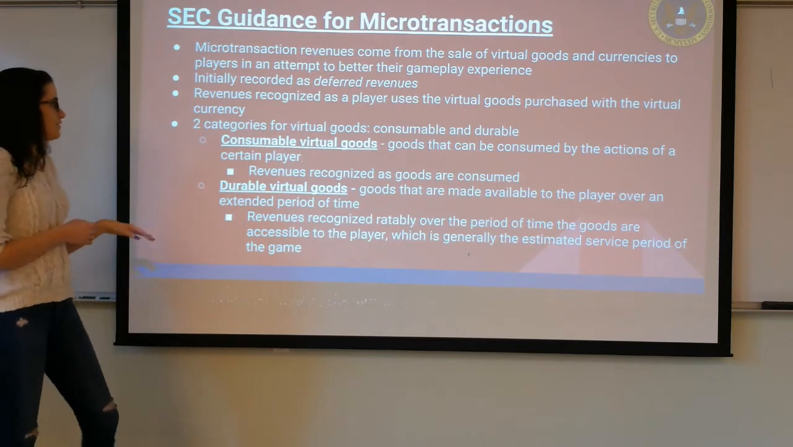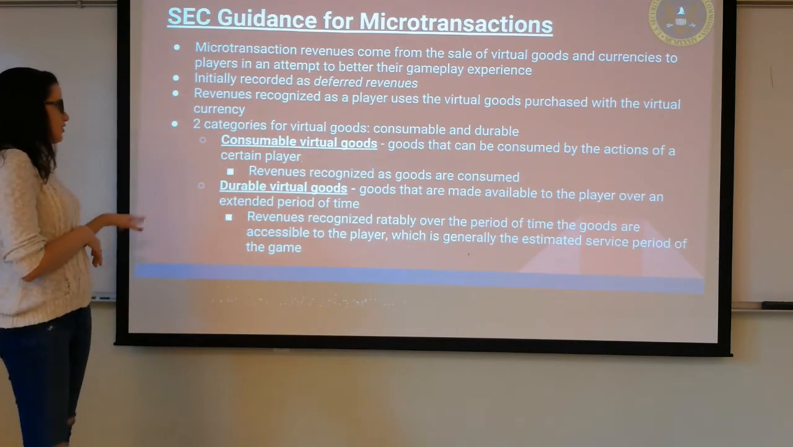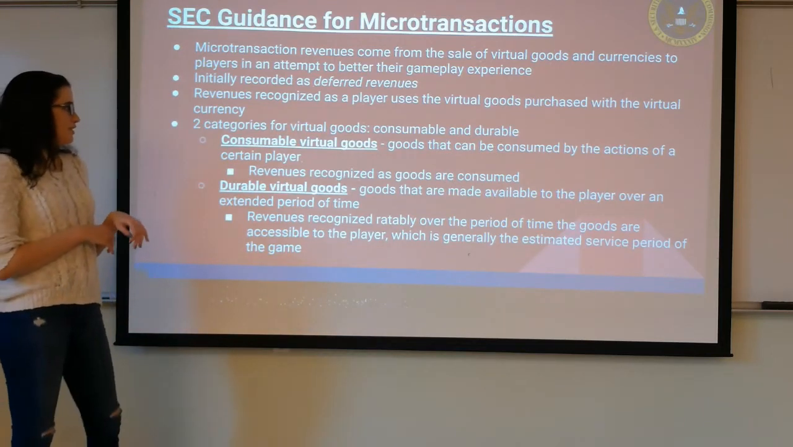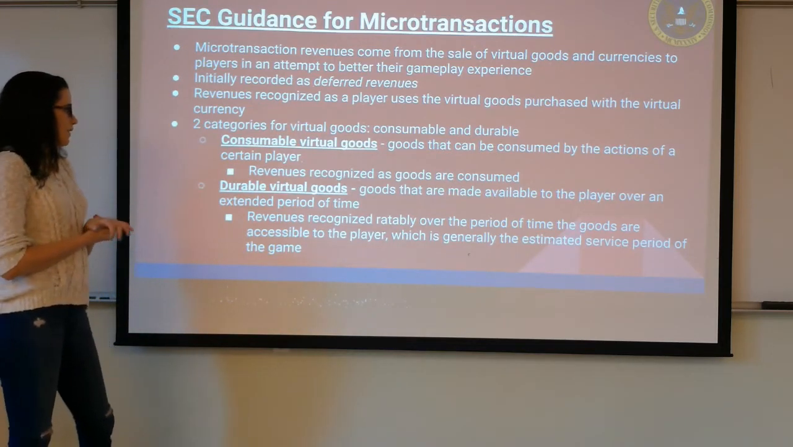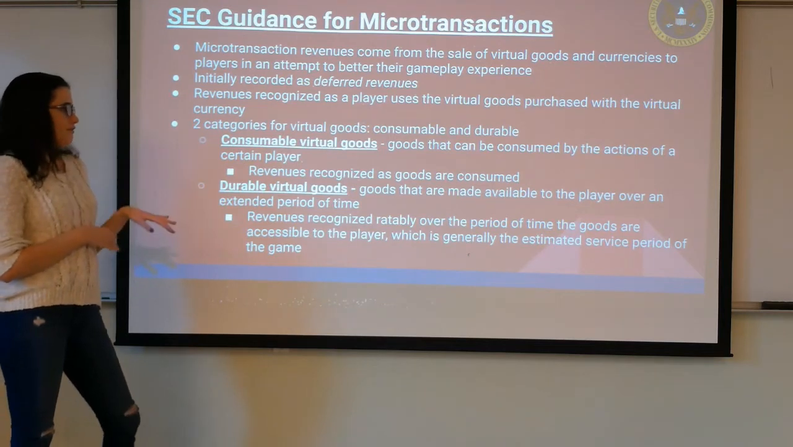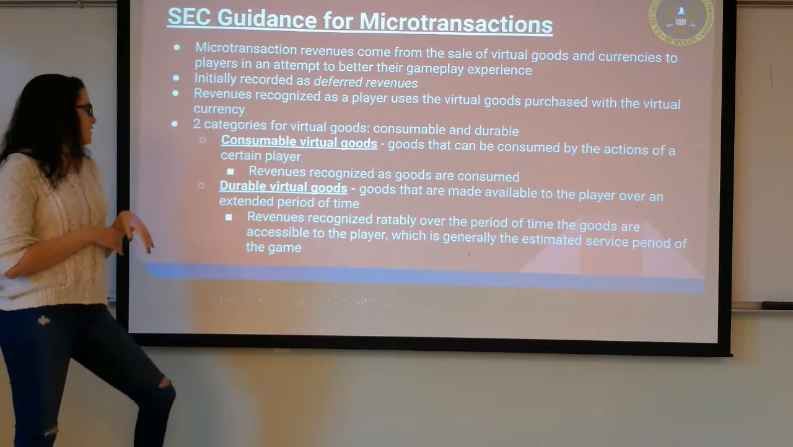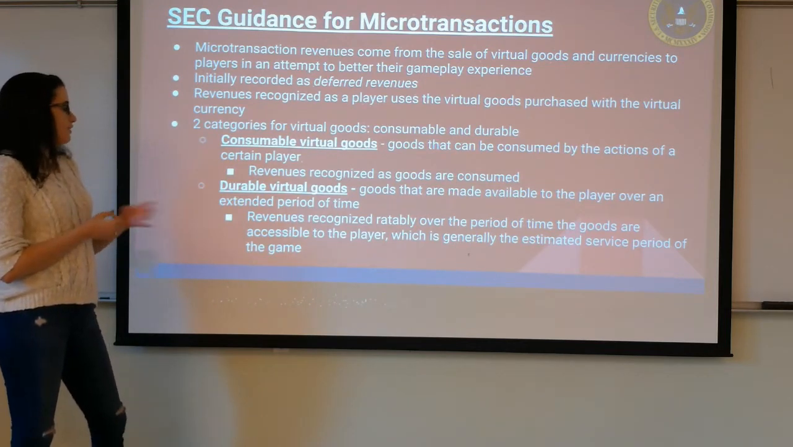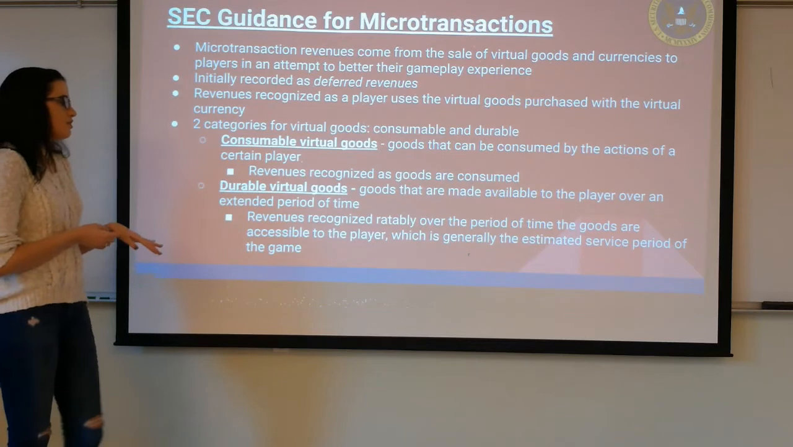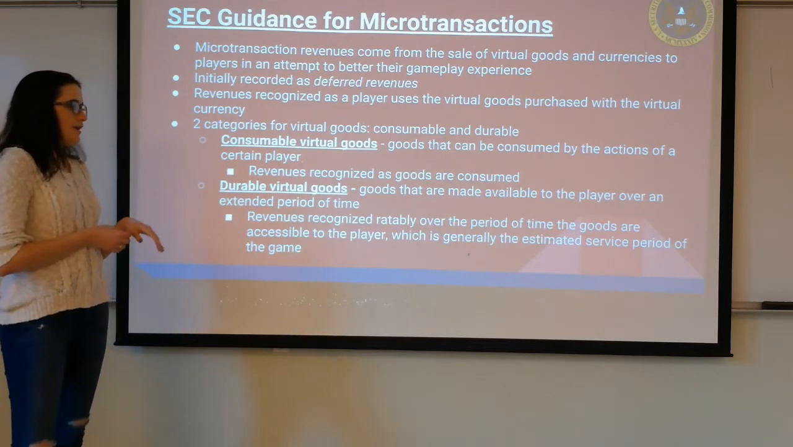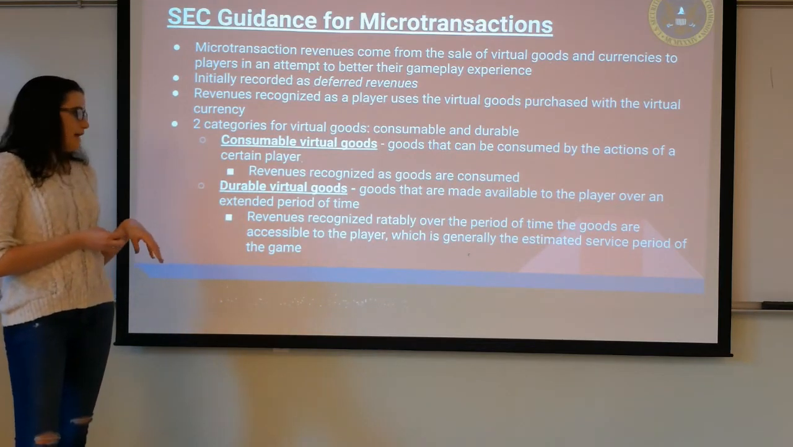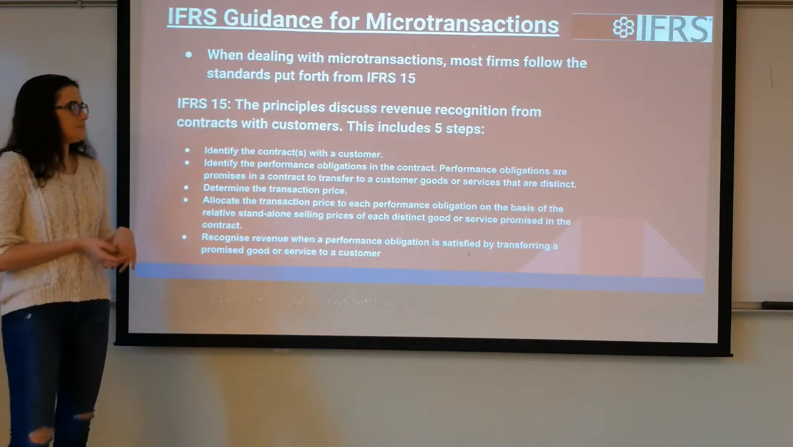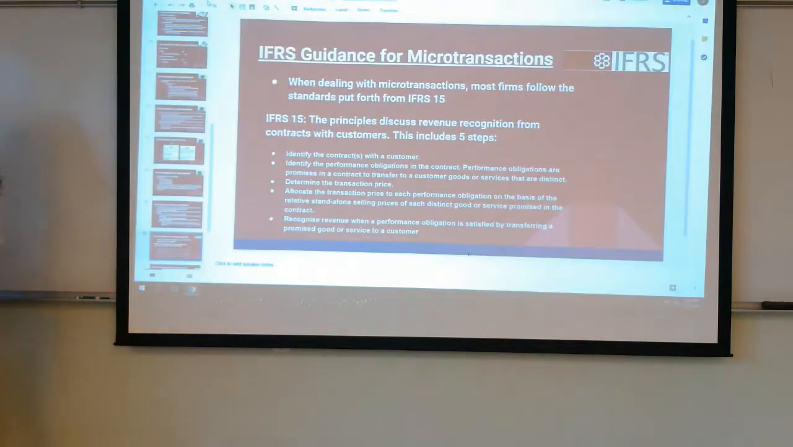So the two categories the SEC recognizes for virtual goods are consumable and durable goods. Consumable virtual goods are goods that can be consumed by the actions of a certain player, and the revenues are recognized as goods are consumed. And the durable virtual goods are goods that are made available to the player over an extended period of time, and those revenues are recognized ratably over the period of time the goods are accessible to the player, which is generally the estimated service period of the game.